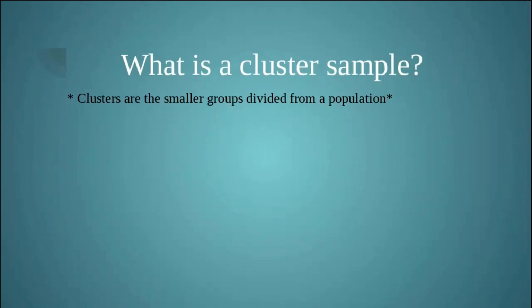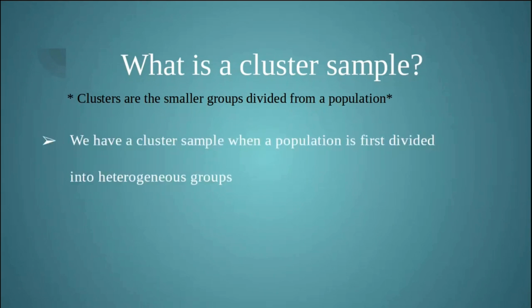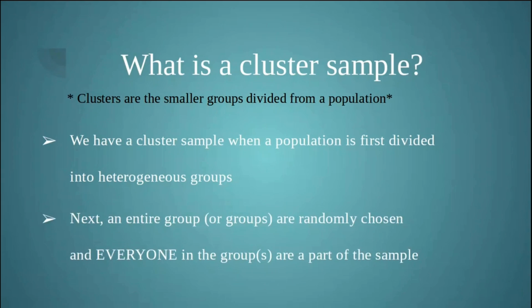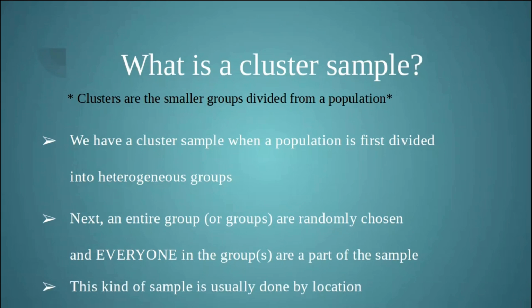What is a cluster sample? First of all, let's define what a cluster is. Clusters are the smaller groups divided from a population that you will take from a sample. So, we have a cluster sample when a population is first divided into heterogeneous groups. Next, an entire group or groups are randomly chosen and everyone in the group or groups are part of the sample. This kind of sample is usually done by location, for example by state or neighborhood.